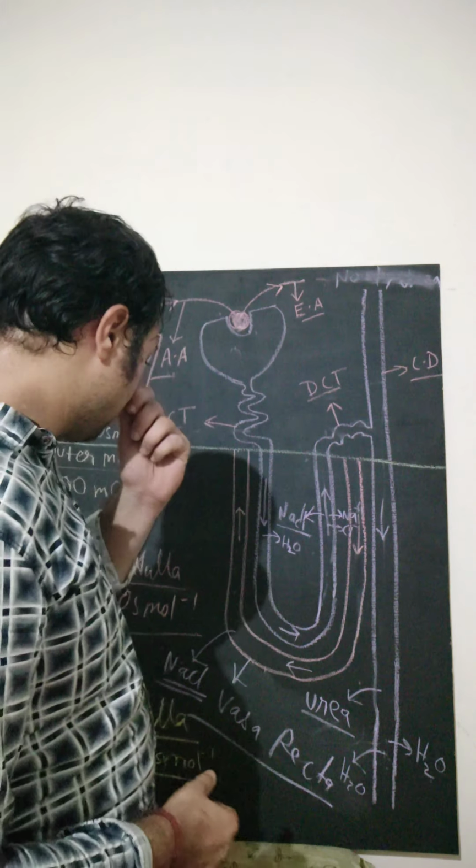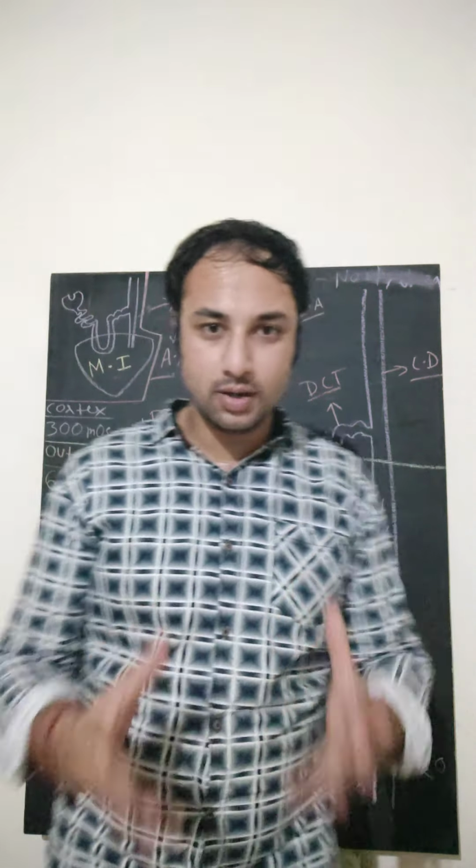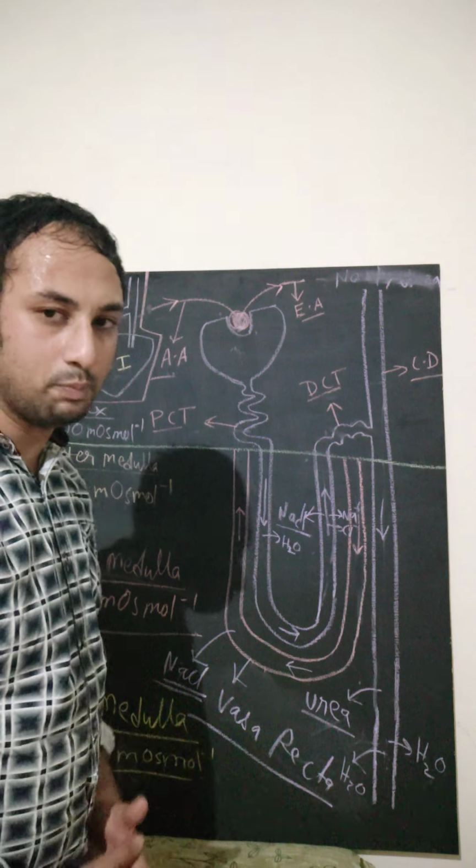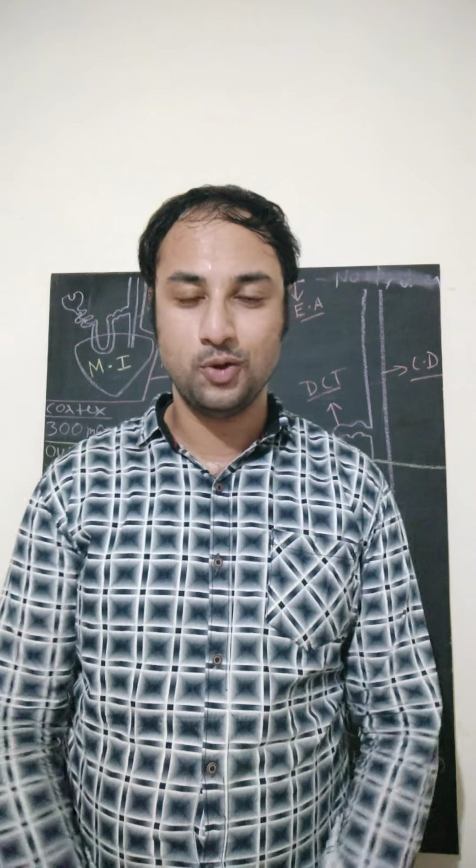So like this, urine formation takes place and urine becomes 4 times more concentrated as compared to the initial filtrate form. I hope you all understood.